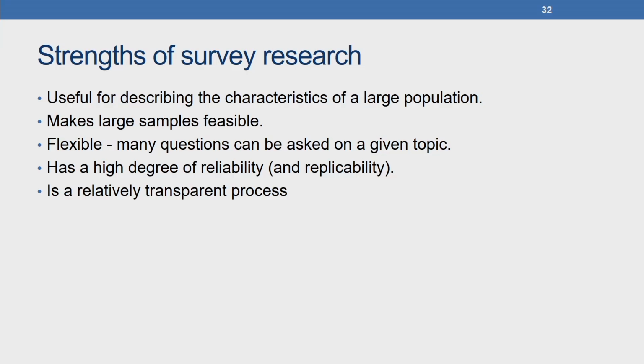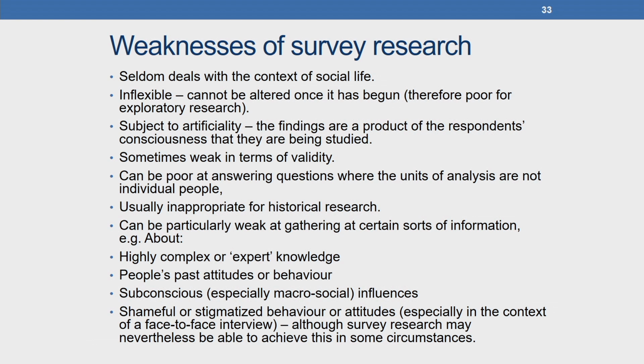Now, let us conclude this part of the discussion with a focus on strengths and disadvantages of survey research. Some of the strengths of survey research are the following: it is useful for describing characteristics of a large population, it makes large samples feasible, it is flexible because you can ask many questions on a given topic, and it has a high degree of reliability and replicability. When we want to replicate our results, we make use of survey research methods, and it is a relatively transparent process as well. Weaknesses are enormous, however, because given the robustness of replicability and representativeness, survey research is very frequently used.